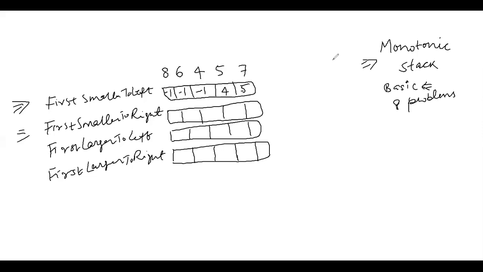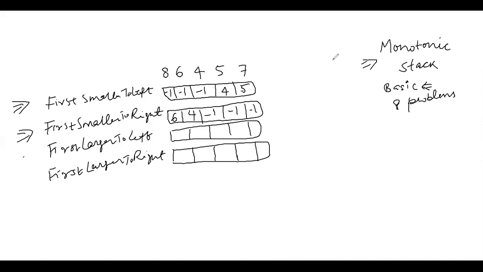So let's fill this value. First smaller towards your right. So for 8, who is the first smaller towards its right? 6. For 6, it will be 4. For 4, it will be what? -1. For 5? Same, -1.